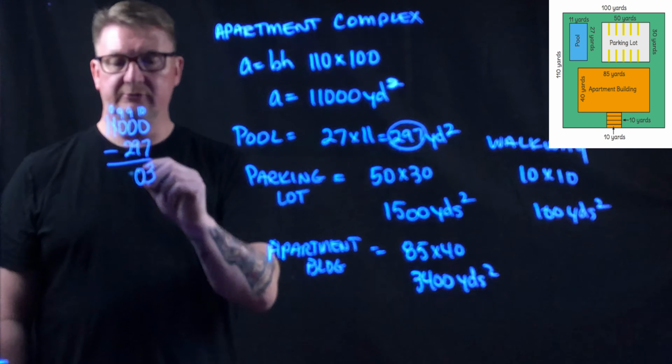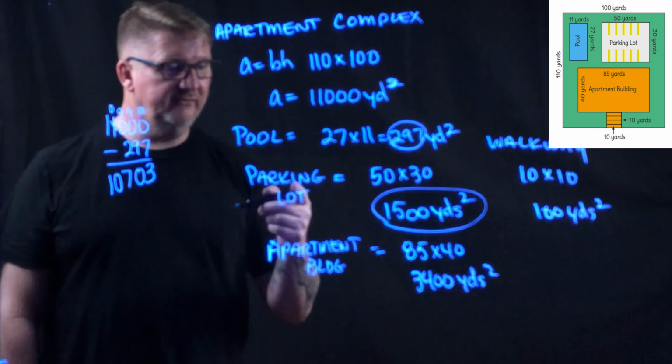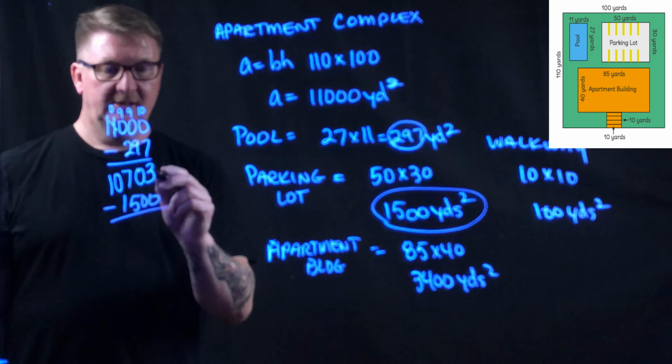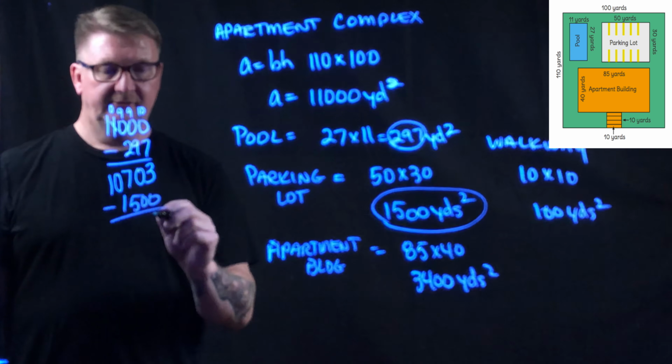Let's go ahead and subtract the 1,500 for the parking lot. 0 from 3 is 3, 0 from 0, 5 from 7, and then 1 from 10 is 9. So now I'm down to 9,200 yards. I've taken care of the pool, I've taken care of the parking lot. Next is the apartment building. I'm going to move this up here so y'all can see it. All right, so I got 9,203.